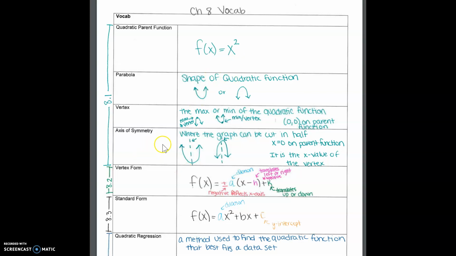Then the next vocab you need for 8.1 is axis of symmetry, and that is just where you can take the U and cut it in half. If you had a piece of paper, you can fold it in half, and it's the same on both sides. It's the same thing with a U shape. It is the same here as it is here. Each point is equal distance on either side of that line.